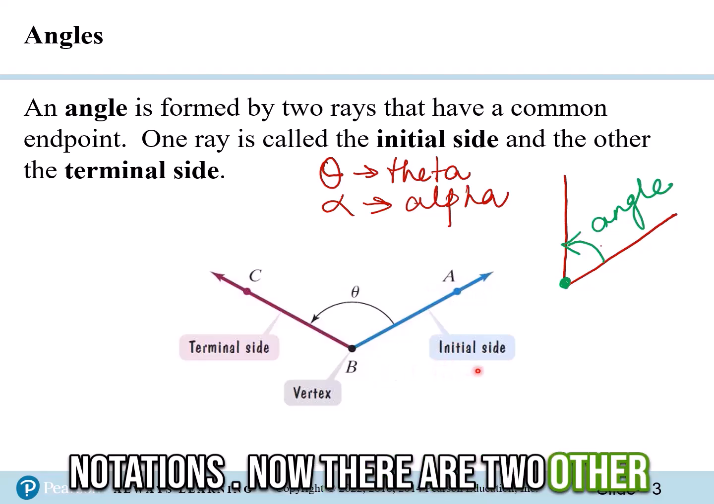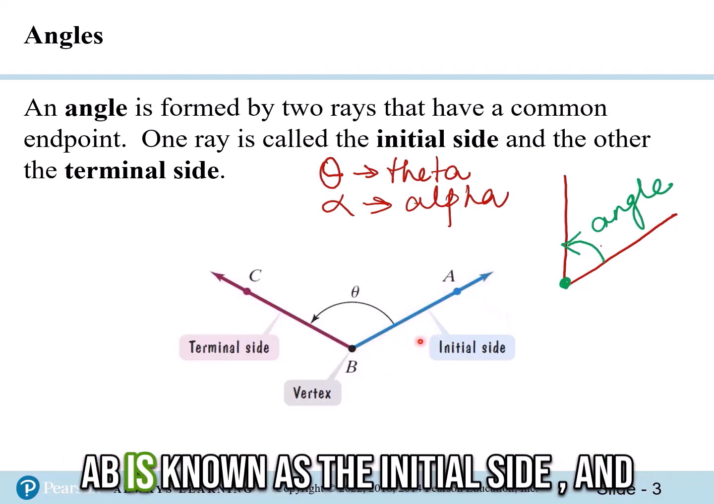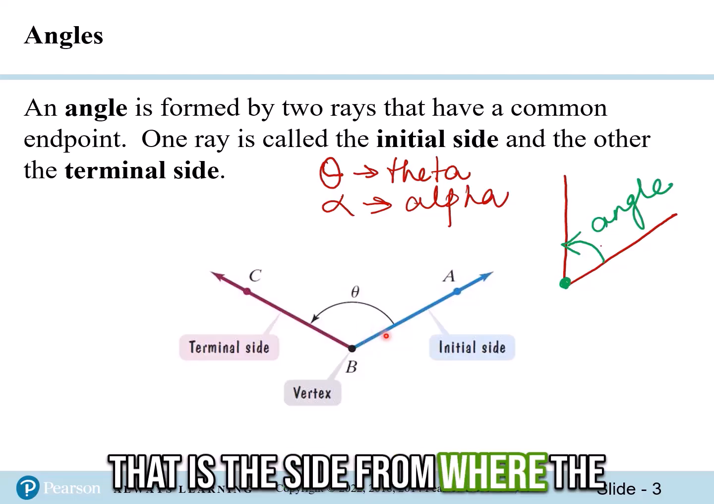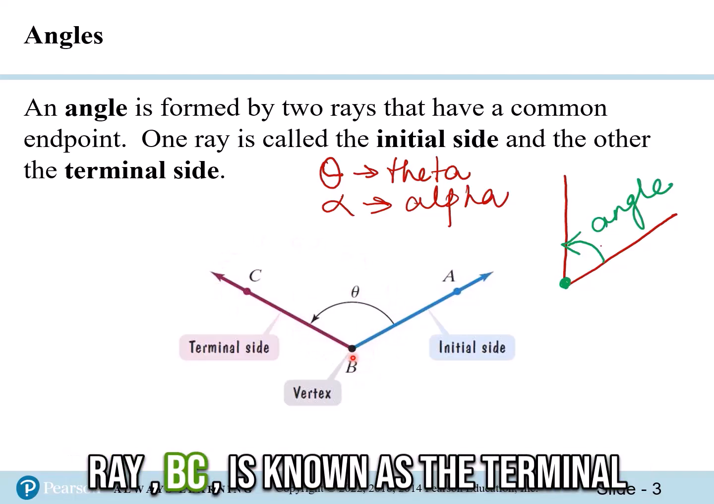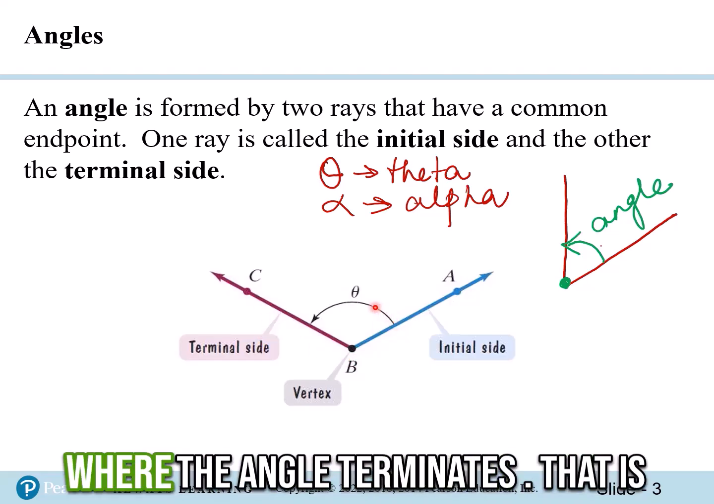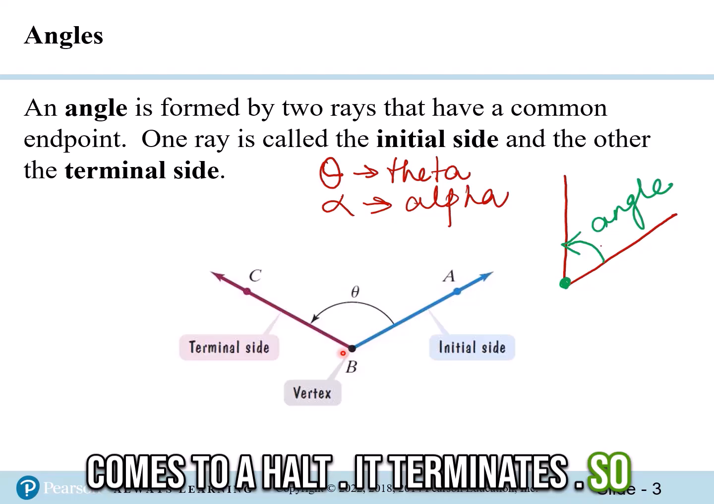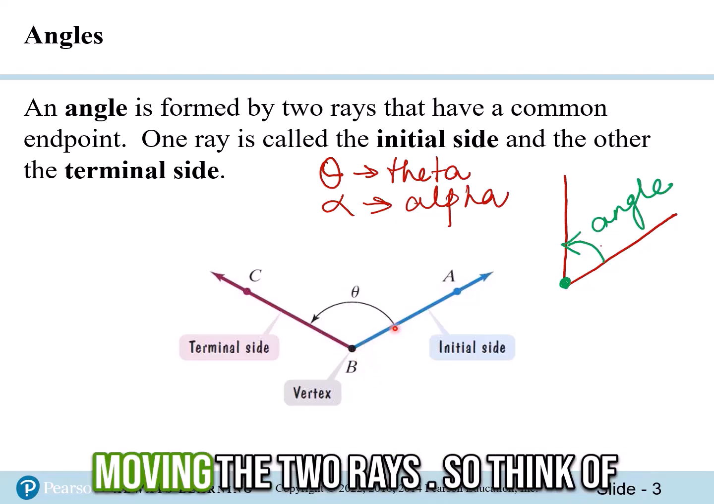Now there are two other terms in this picture. We see the ray AB is known as the initial side, and it's called the initial side because that is the side from where the angle starts forming, and the other ray BC is known as the terminal side of the angle because that is where the angle terminates. That is where the angle comes to an end. It comes to a halt. It terminates.